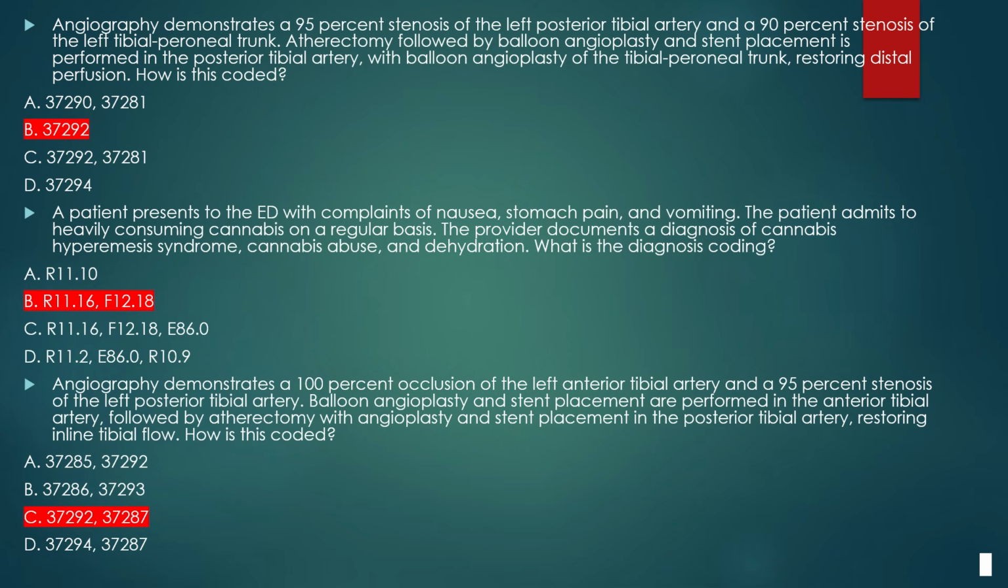How is this coded? A. 37285, 37292. B. 37286, 37293. C. 37292, 37287. D. 37294, 37287.